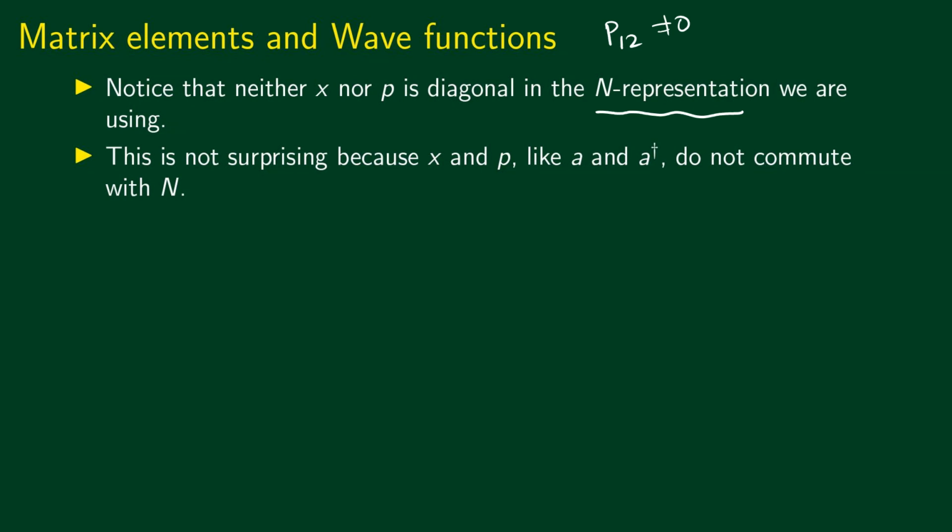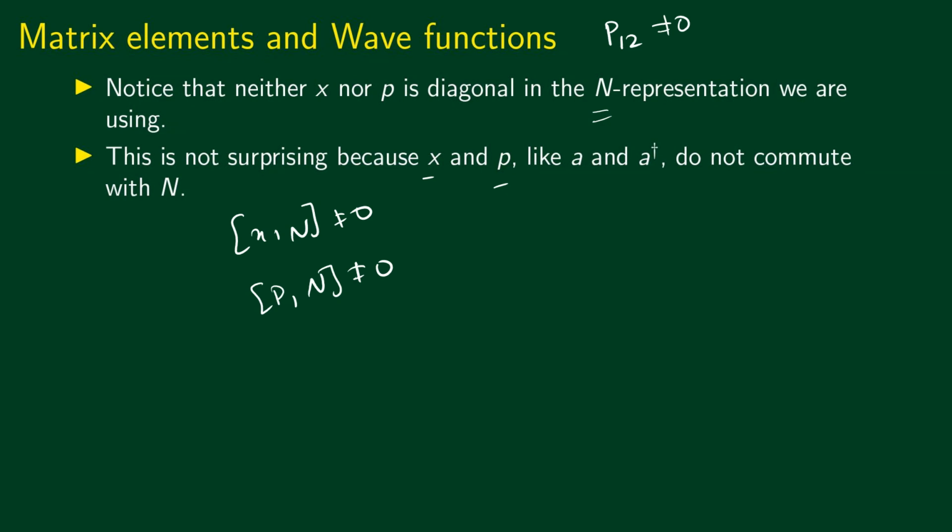There is no surprise in this because x and p do not commute with the number operator. You can easily show that the commutator of x with N is not equal to 0. Similarly, the commutator of p with N is also not equal to 0. It's easy to check these commutation relations. You just write x and p in terms of a and a dagger, and the number operator itself is a dagger multiplied by a. And you will see that these commutators are actually non-zero.